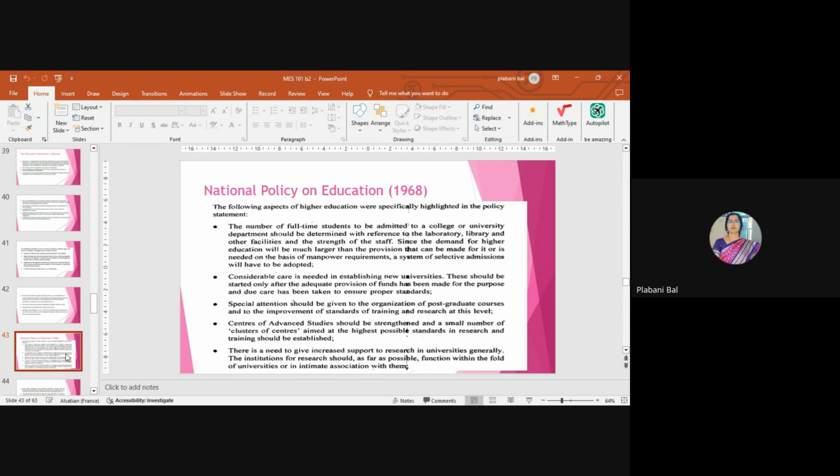The policy laid considerable emphasis on reorganization of courses at the first degree level. Then what are the different aspects of higher education which were specifically highlighted in the 1968 policy? As we are discussing the higher education part, we will only say what are the different aspects of higher education which were specifically highlighted in the policy of 1968.